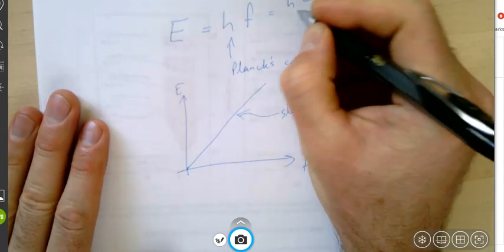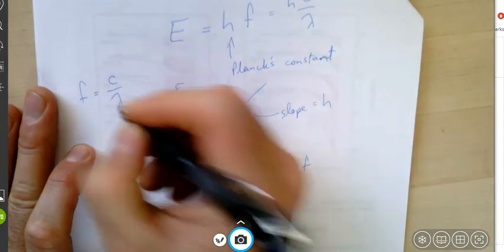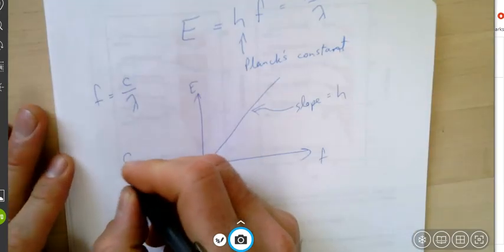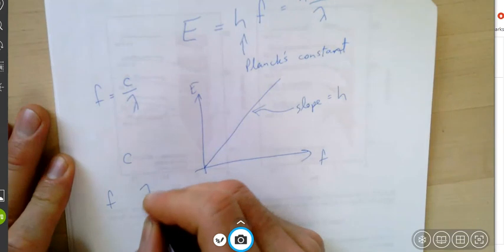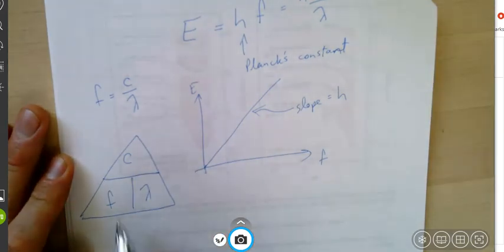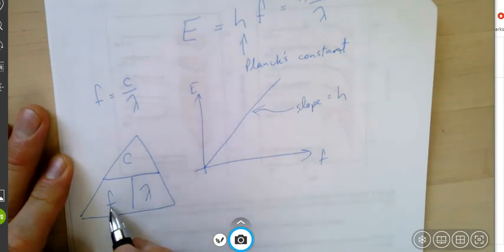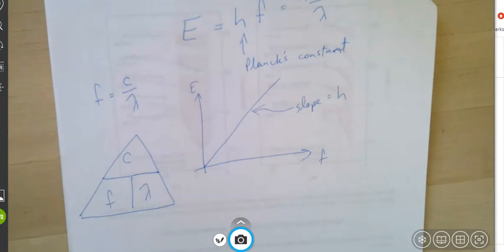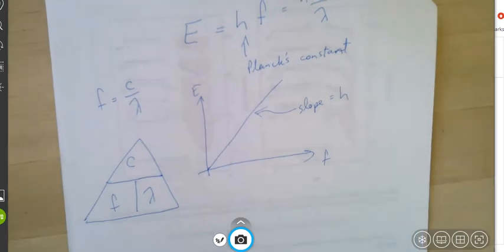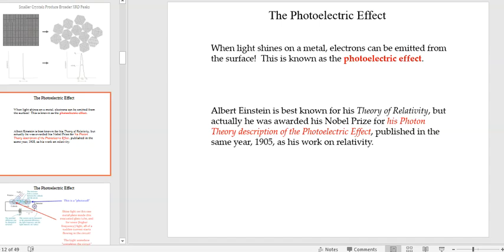And also you can write this as HC over lambda, because we know that F is equal to C over lambda according to our wave equation. In other words, maybe one thing you can write down is C, F, and lambda as this sort of triangle here. Maybe this is a mnemonic that's helpful for some of you. If you wanted F, it's C over lambda. If you want lambda, it's C over F. And if you want C, it's F times lambda, because they're next to each other. So this is a mnemonic for remembering that relationship. Okay, very good. So this is our way of visualizing how energy and wavelength are related to each other.